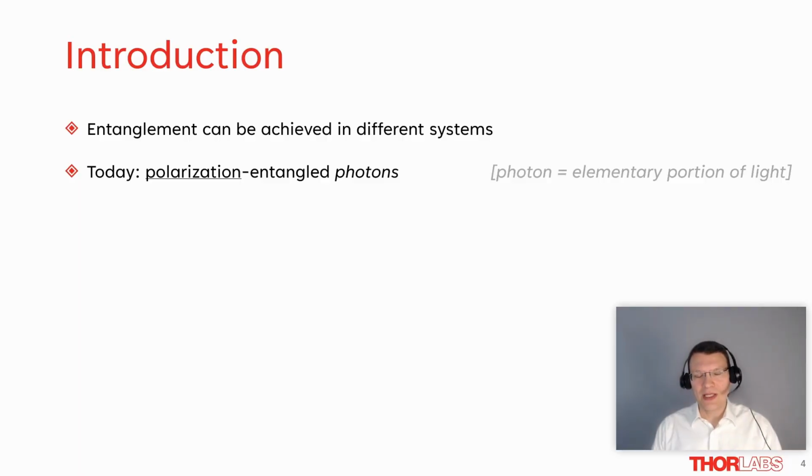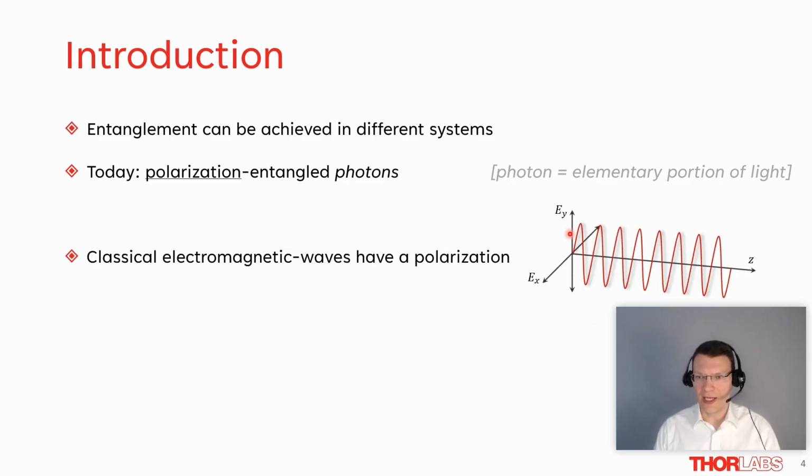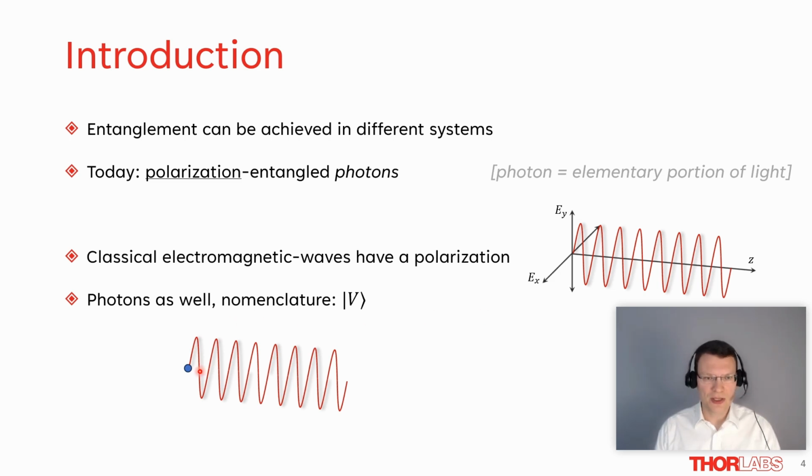Now, entanglement is a quantum property you can achieve in different systems, for example, electrons. Today we're going to talk about entangled photons, specifically polarization-entangled photons, meaning whenever I talk about entanglement today, I specifically refer to polarization entanglement. You know the property of polarization from a classical electromagnetic wave, and you find the same for single photons. Please excuse me for just having this little dot here as a representation of a photon.